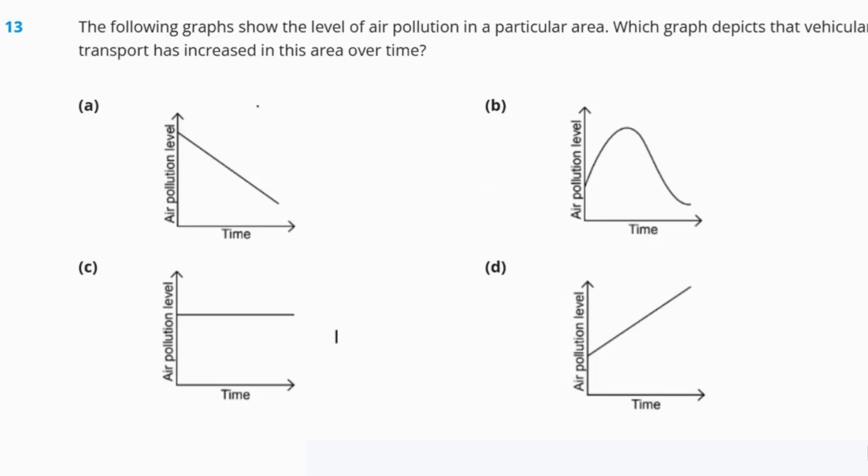Okay. Now, coming to question number 13 over here. Question number 13 says, the following graphs show the level of air pollution in a particular area. Which graph depicts that vehicular transport has increased in this area over the time? Okay. So as the time is increasing, our pollution is increasing. Means number of vehicles should be increasing. Here in the first option, it is decreasing. It is first going up, then coming down, and it is constant throughout. And here it is increasing with the time, right? So our answer should be option number D here.